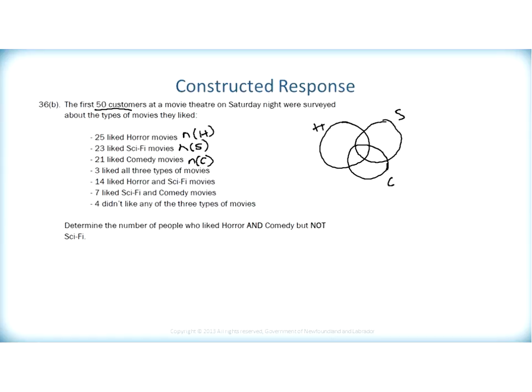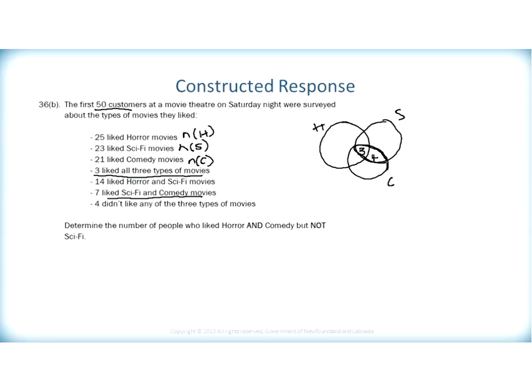middle. So how many people liked all 3? 3 people liked all 3. And you work from the middle regions out. And we see that 7 people like sci-fi and comedy. So 7 people, yet 3 is already used up. So we put 4 that only like sci-fi and comedy.